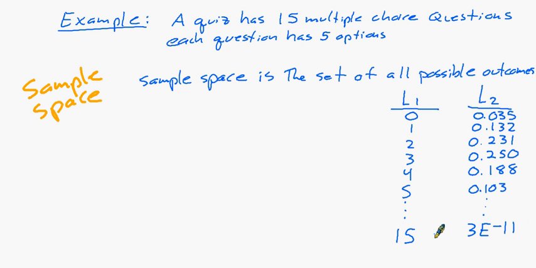Which makes sense, because if you have a 20% chance of getting a guess correct, what's the chance of getting 15 in a row correct? Well, that's going to be a really small chance. You would not expect that to happen very often. So, correspondingly, this is a very small probability.